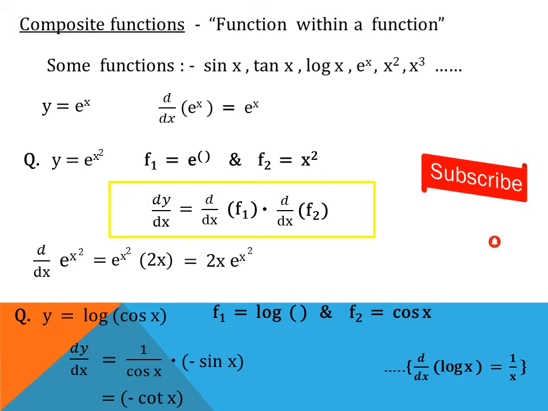So let's look at some examples now. You can also check out my earlier videos on derivatives where I have explained the formulas for the standard derivative functions, as well as I have discussed the different rules which are used in derivatives, that is the sum rule, product rule, difference rule and so on. The links for these videos would be in the description box below. Let's look at our first question.